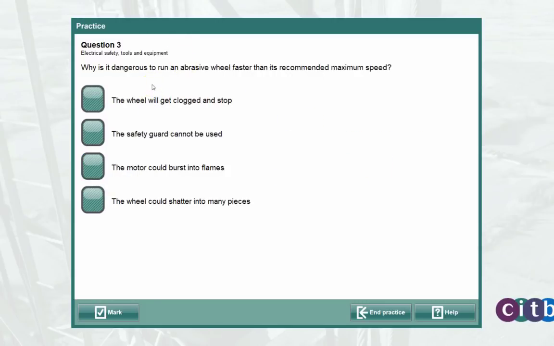Why is it dangerous to run an abrasive wheel faster than its recommended maximum speed? The wheel will get clogged and stop. The safety guard cannot be used. The motor could burst into flames. The wheel could shatter into many pieces.